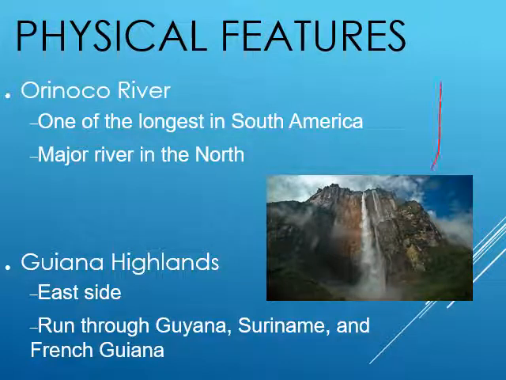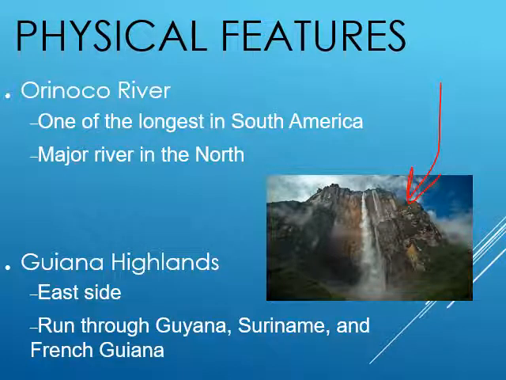And the Guiana Highlands, I have a picture right here of what they look like, but they're essentially a big plateau. And so it's flat on the top, but it has cliffs on the sides. And so it's this very, very high elevation, almost like a flat topped mountain that's happening there, but it's more technically a plateau. The Guiana Highlands are mostly on the east side. It starts in the edge of Venezuela, and then it runs out through Guyana, Suriname, French Guiana, all through that eastern part.